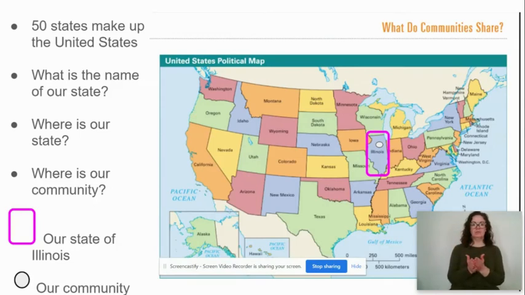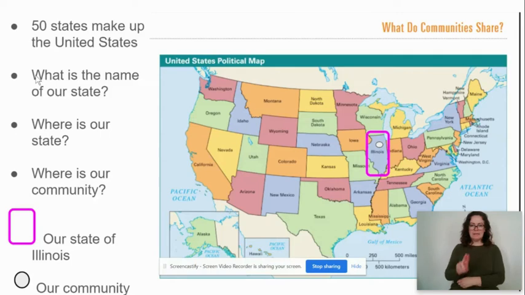Chapter 14. And we're going to be talking about what do communities share. So if you take a look at this map, this is a map of the United States of America. And it is made up of 50 states. If you count all these states up, there's 50 of them, and that's what makes up the United States.